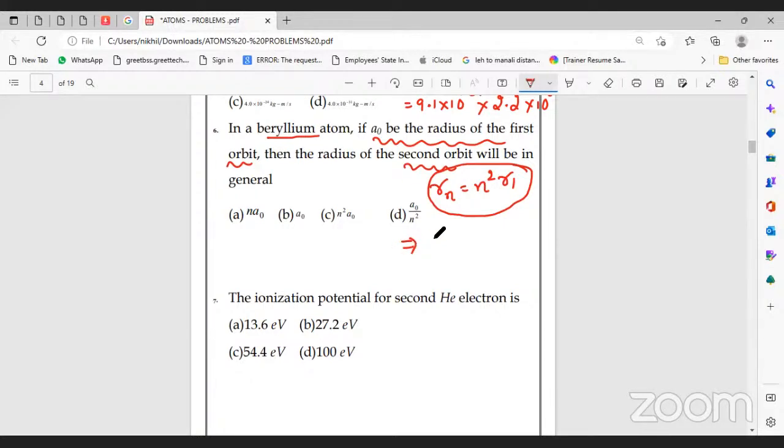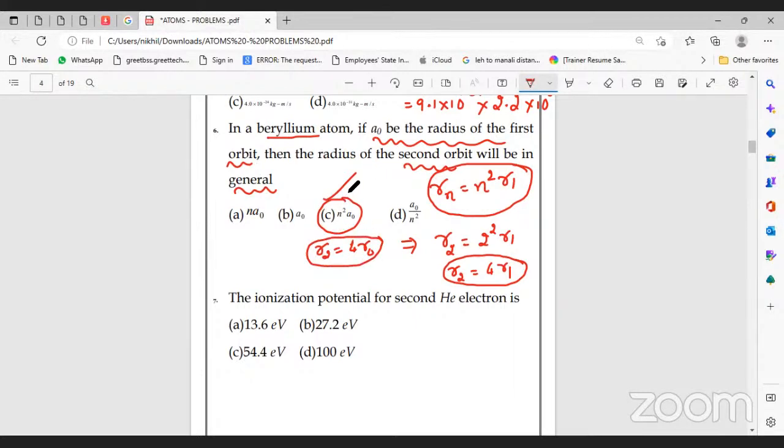So if you want to find the radius in the second orbit, it should be 2 squared times R1. So R2 will be 4 times R1. Since they are talking in general, you can go with option C. Option C is the right answer. The general formula is n squared times A0. If you want the particular formula for the second orbit radius only, then you can take it as 4 times R0. So the general formula will be n squared times A0.